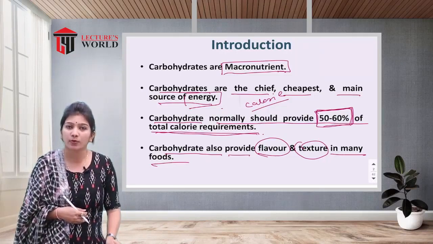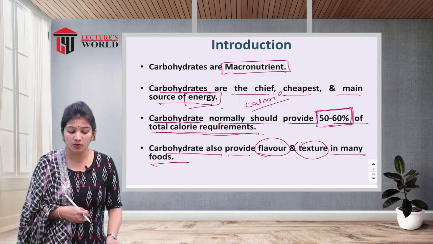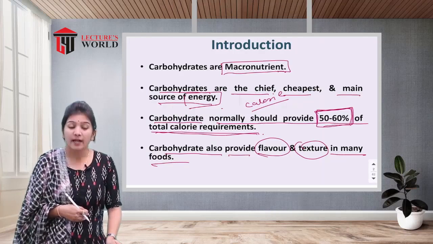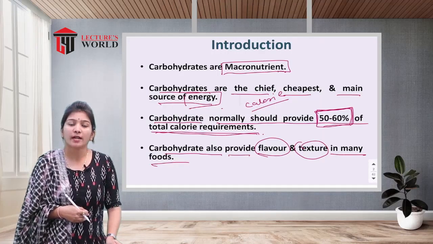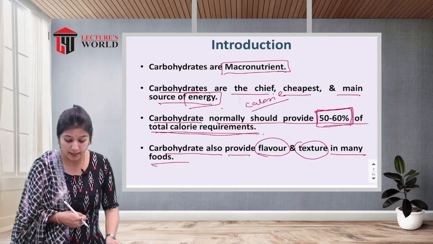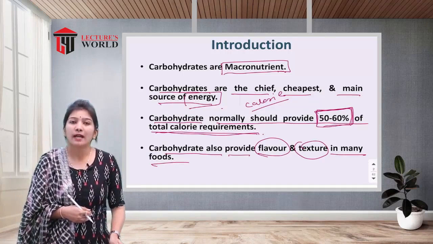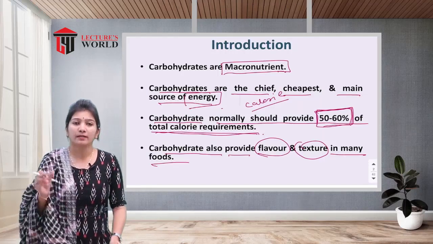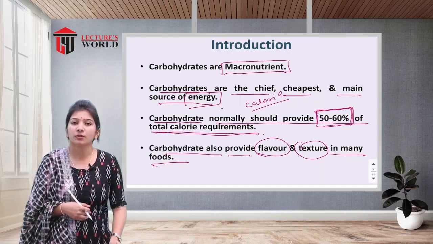It is a macronutrient. Why? Because we eat carbohydrate in a major amount. It is one of the cheapest and major sources of energy. If you eat 1 gram of carbohydrate, you will get 4 kilocalories. If you have carbohydrate-rich food, 50 to 60% of your calorie requirement should be fulfilled by that food, and carbohydrate provides flavor as well as texture to the food.